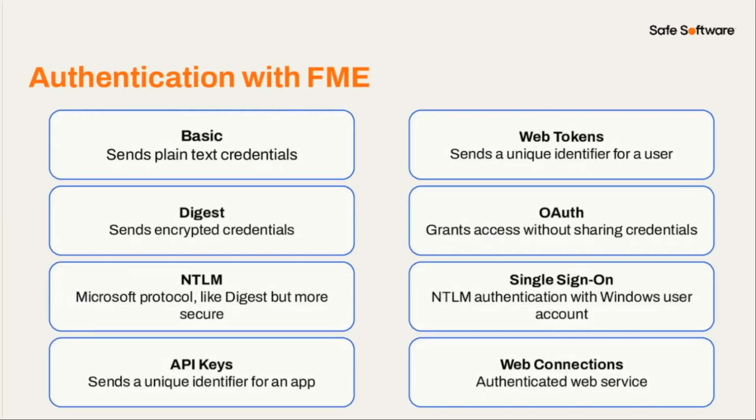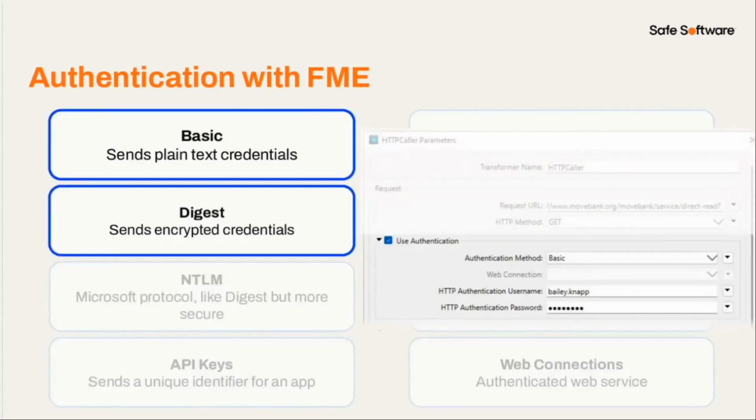Luckily, FME supports a lot of types of authentication. We've got some HTTP protocol authentication methods, unique identifiers, as well as OAuth. I'm going to walk through a few of these today. We have basic and digest authentication with putting in our credentials. The difference is digest uses encrypted credentials and basic sends them over plain text. You can see here I've configured the HTTP caller to use some basic credentials with my own.